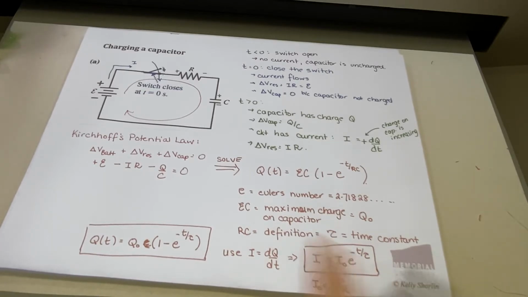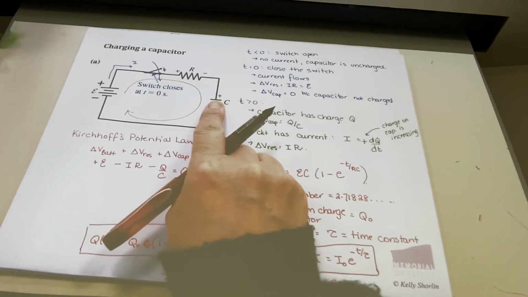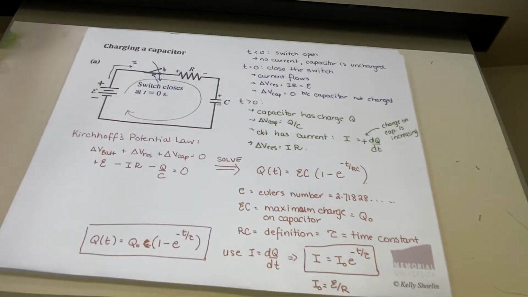If you think physically about what's happening, every time we dump a new charge on this plate, it's harder to put more charge on. It's repelled by what's already there. So over time, it gets harder and harder to charge up, so eventually it stops charging up.